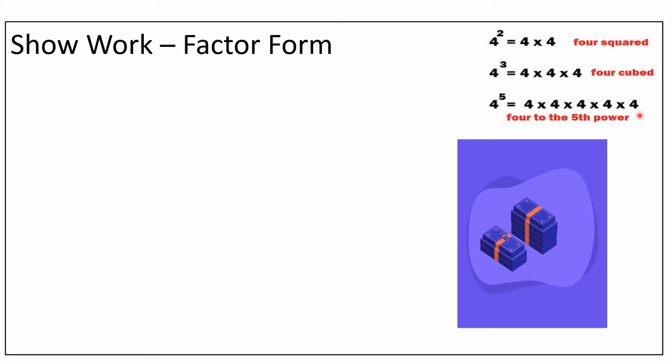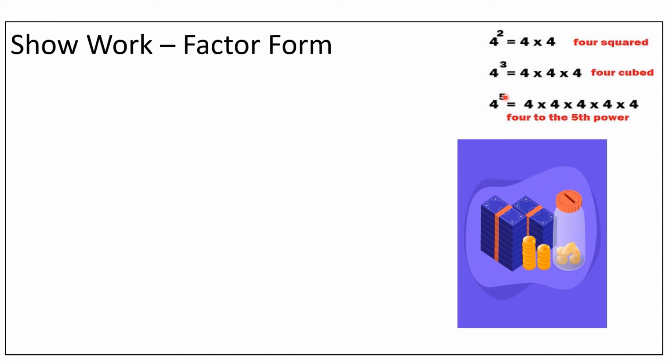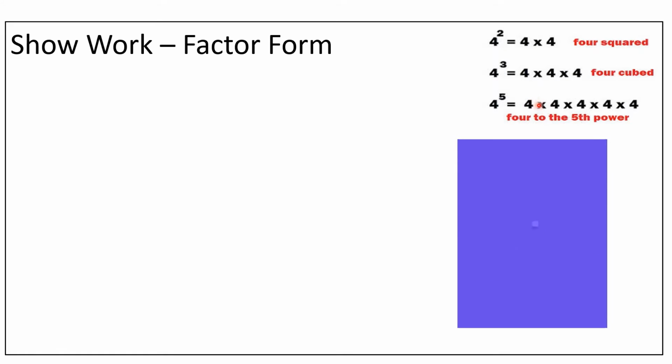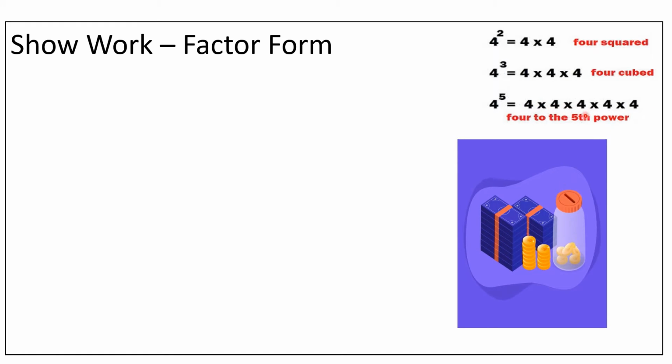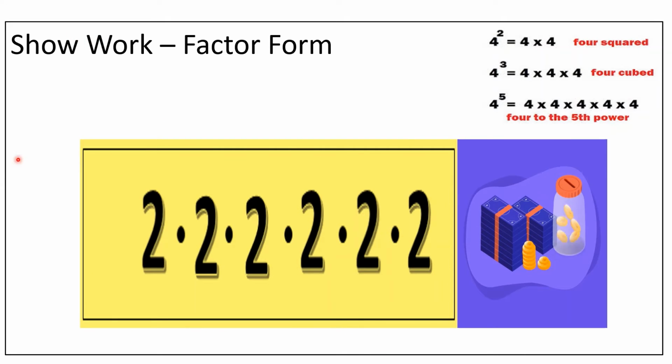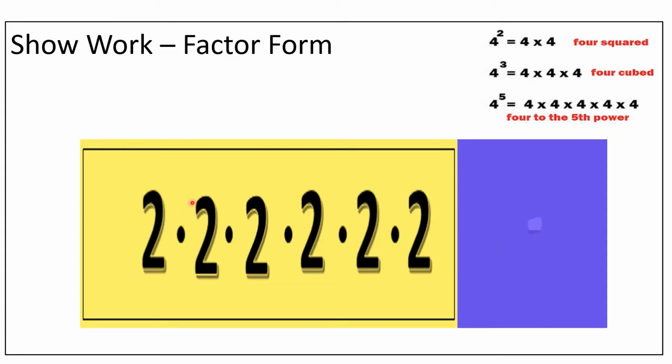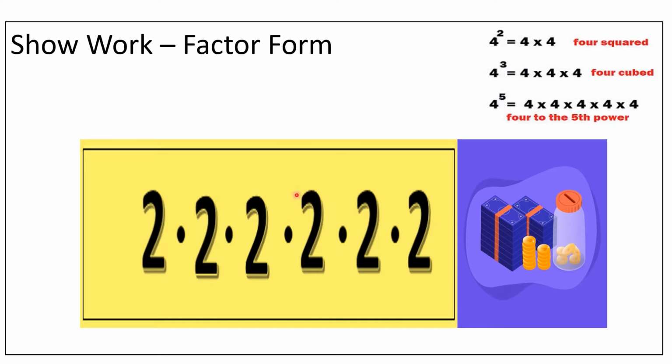Okay? Remember, we want to alleviate ourselves from the misconception that we're multiplying 4 times 5. We're multiplying 4 five times. We're multiplying 4 by itself 5 different times. Now, when we do our particular question, 2 to the 6th power, that means we're going to be multiplying 2 times 2 times 2 times 2 times 2 times 2. 2 to the 6th power.